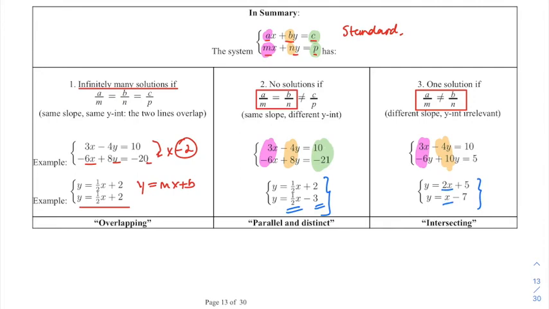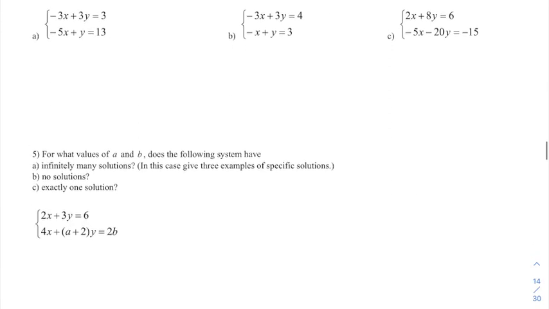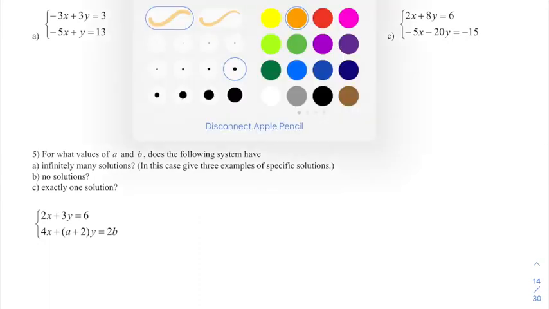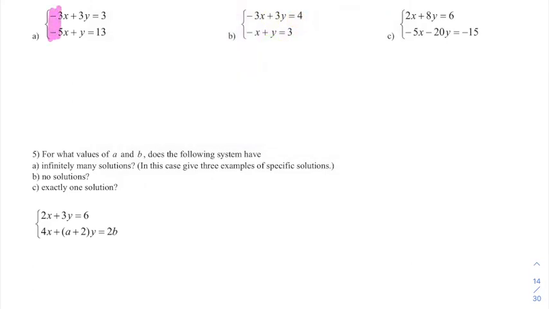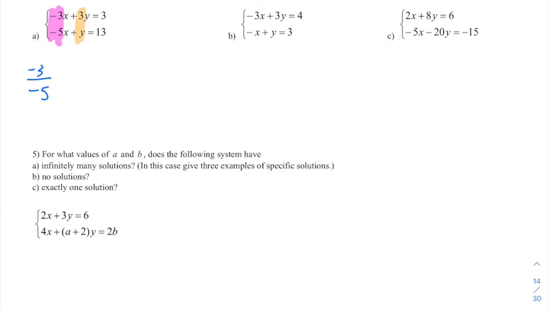So let's put this information to the test. Without graphing, I want to classify each system as overlapping, parallel, or intersecting. First I'm going to look at the first coefficients, and I can see that I have a ratio of -3 over -5. Then I'm going to look at the second coefficients, and I see that I have a ratio of 3 over 1, and these are not the same. If they're not the same, that means they have different slopes, and in that case, I know that this is intersecting.